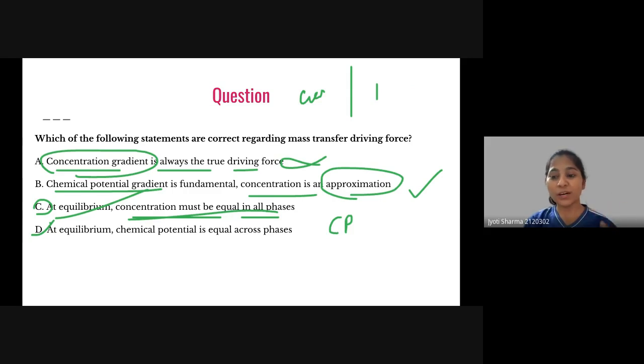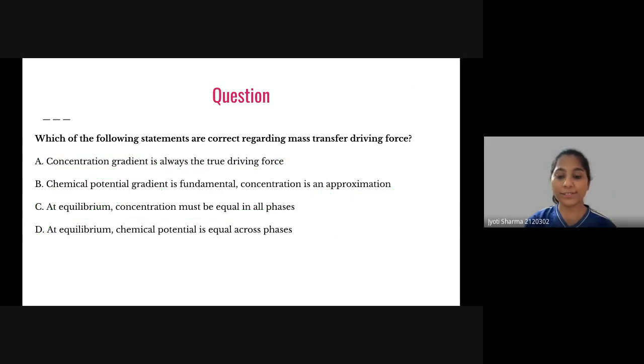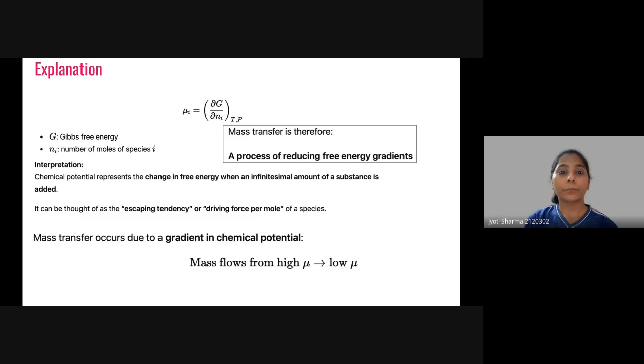But right now we are talking about this chemical potential gradient, so I think I should make you understand first what this chemical potential gradient is. So yeah, B and D is the right one. Okay, coming to the formula for chemical potential gradient. So this is your chemical potential gradient or chemical potential. And this chemical potential is the change in your free energy.